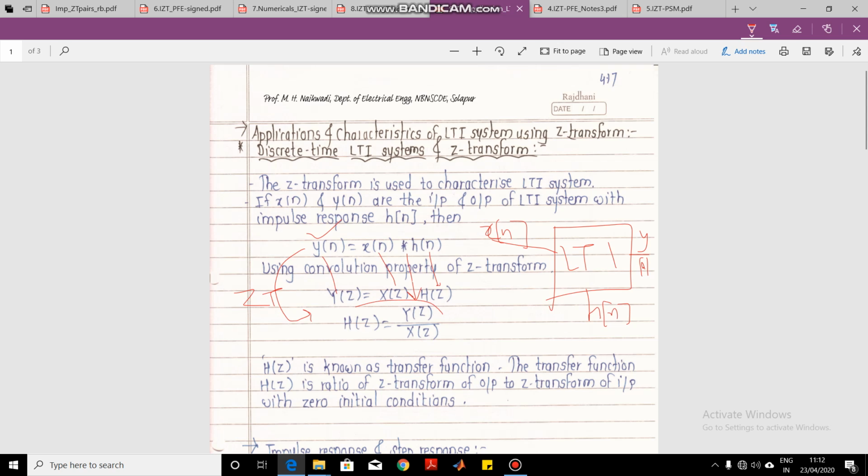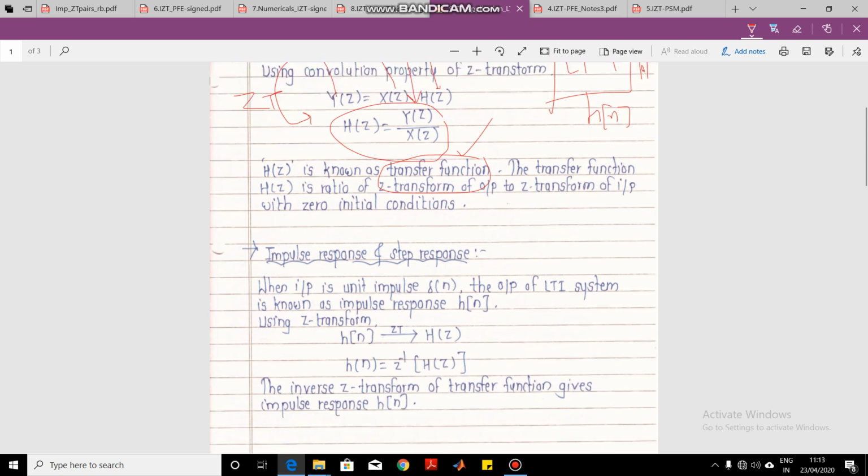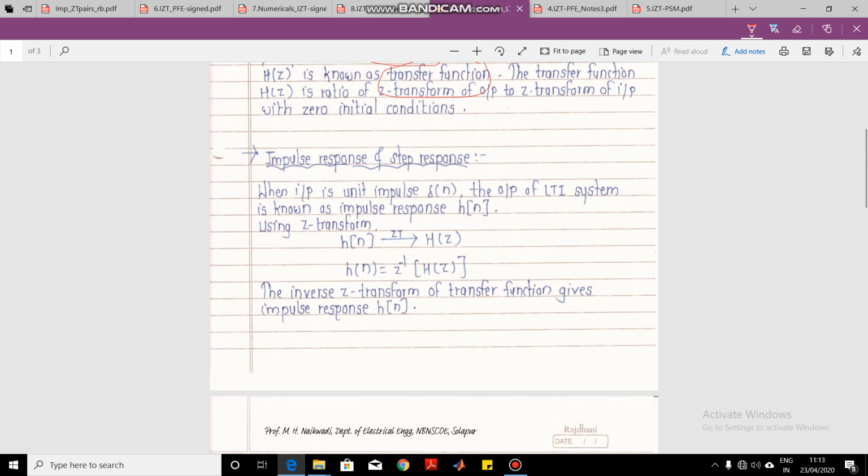This h of z is called the transfer function. It is a very important thing. This transfer function helps us to investigate so many properties of an LTI system. So by using Z transform, we can convert the time domain signals into the Z domain representation, investigate the transfer function, and analyze the LTI system. Similarly, the impulse response and step response.